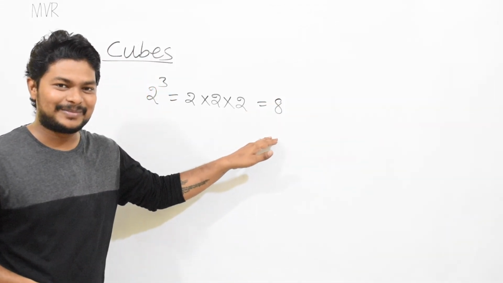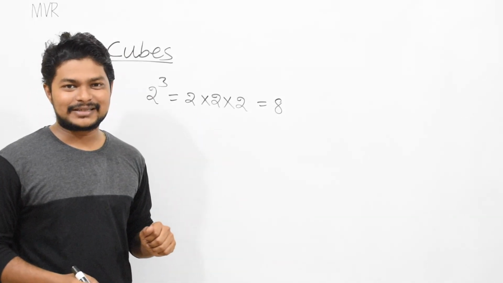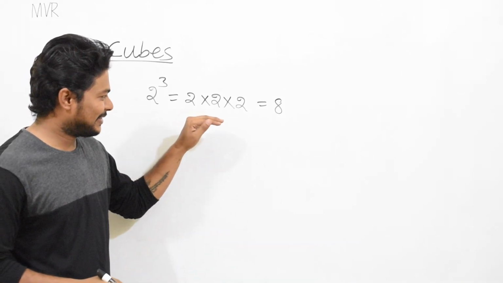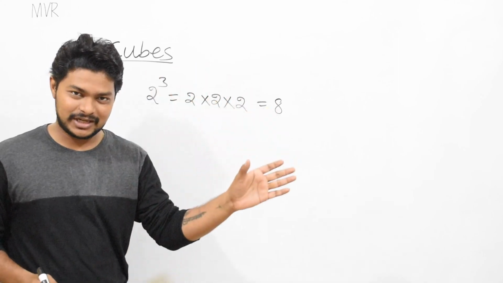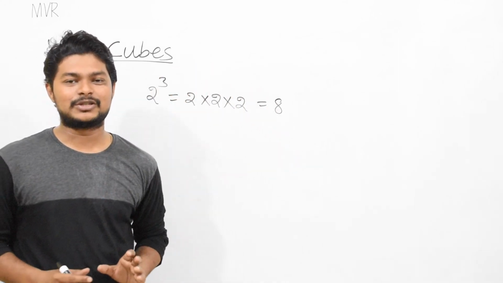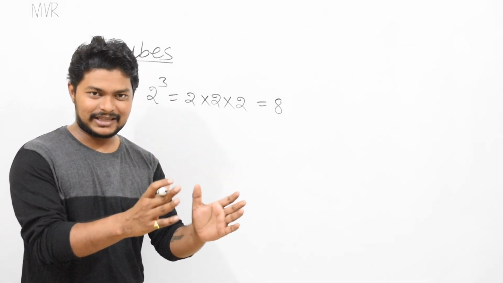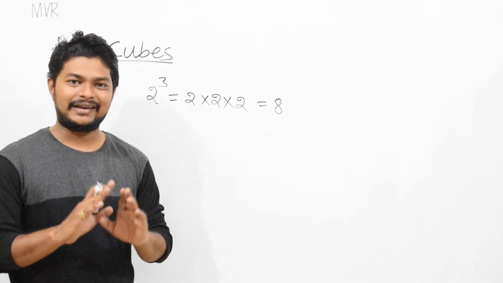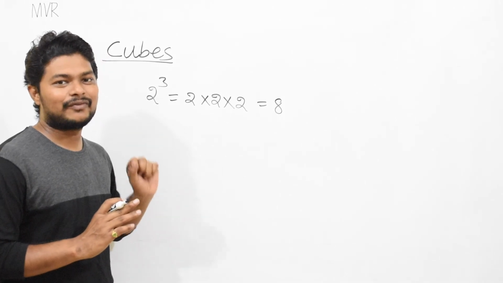Sir, this is a small number. We don't need you to teach me. I already know this. Wait. I am not here to teach you the small numbers. I am here to teach you the most difficult numbers, the most difficult concepts, in the simplest possible way in the complete world. This is the simplest way of finding the cubes.